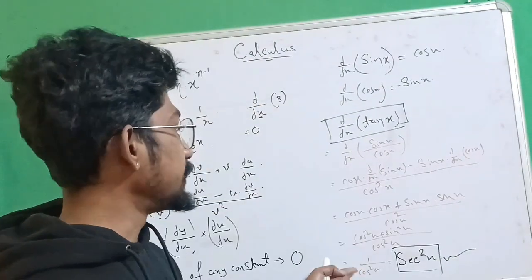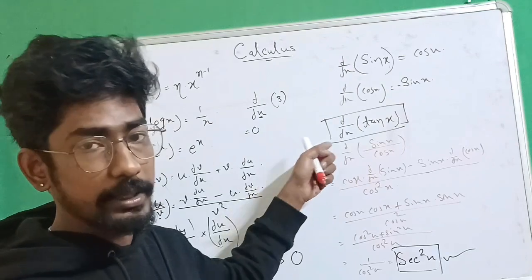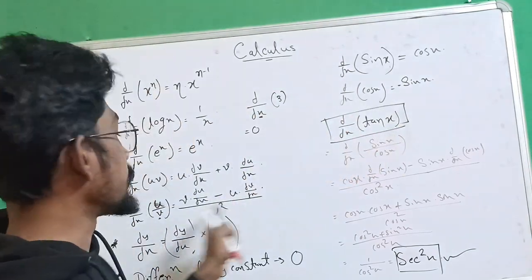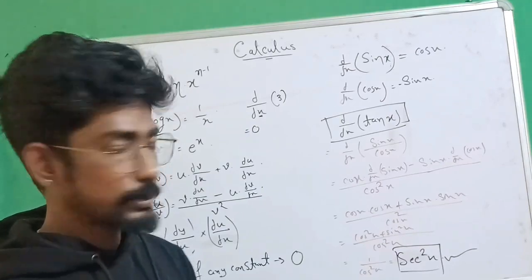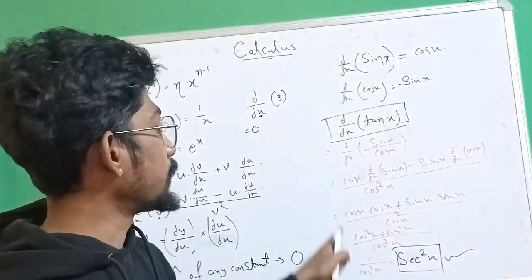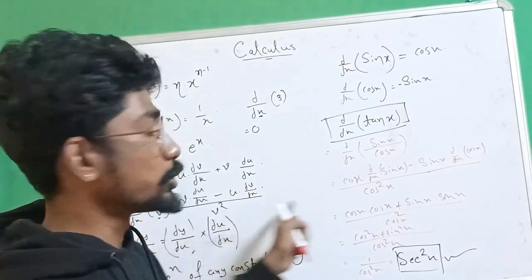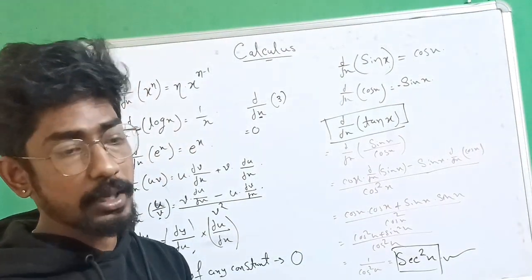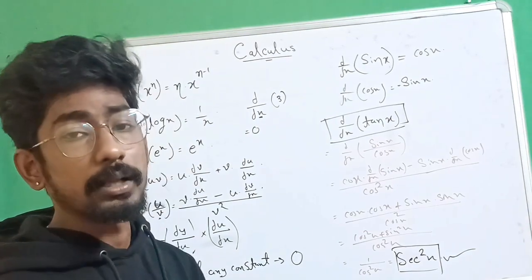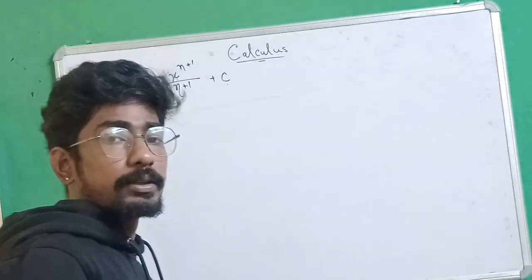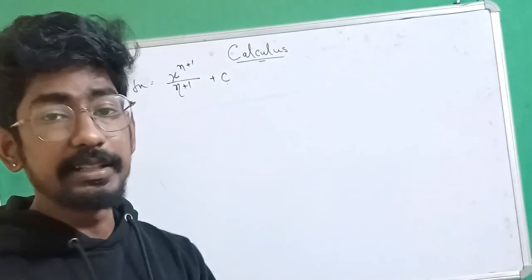So like this, I calculated the differentiation of tan from this quotient rule, right? From that you can calculate everything. You can calculate using the quotient rule, multiplication rule or chain rule, and find the differentiation of the other trigonometrical operators. So the next part of our calculus is integration.